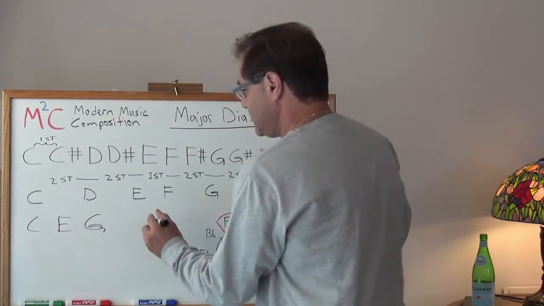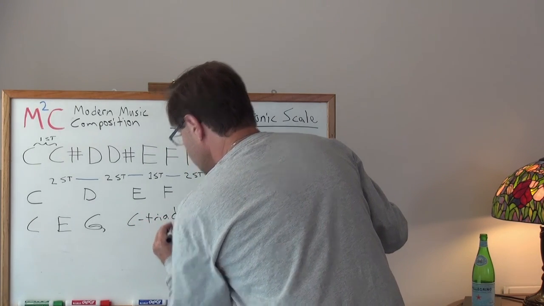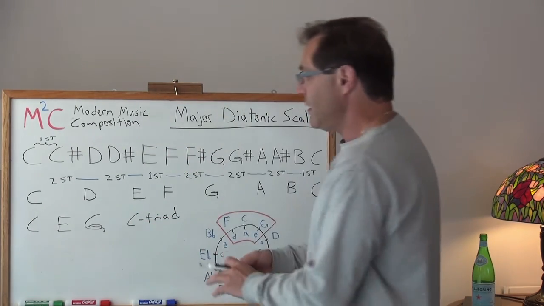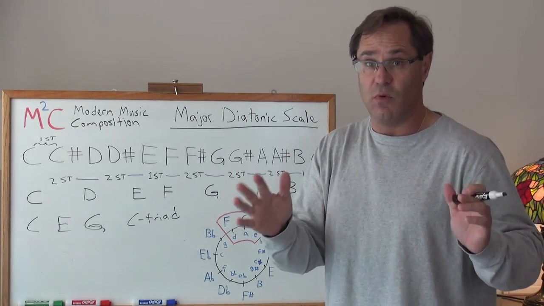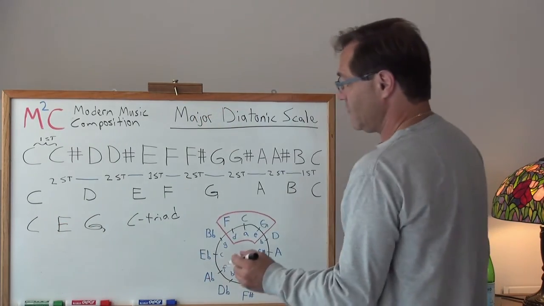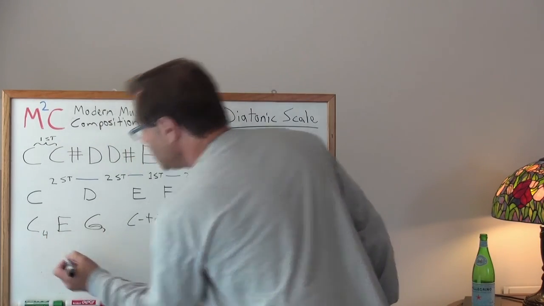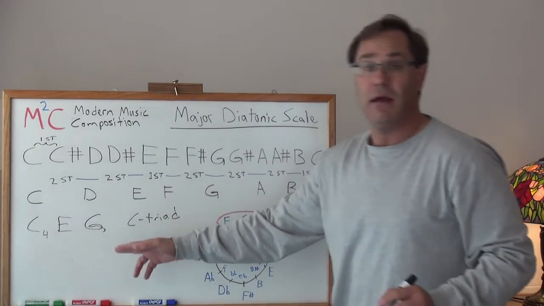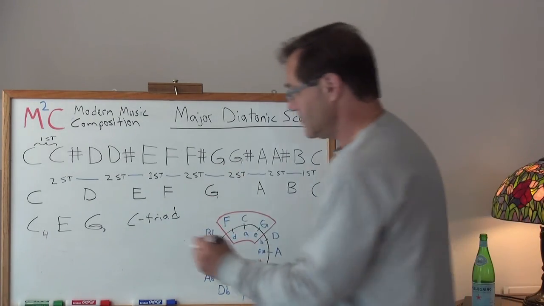That is the C triad. Okay? But now let's talk about intervals because that's what's important here. What's the interval between C and E? Well, that's 4 semitones. What's the interval between E and G? Oh, look, that's 3 semitones.